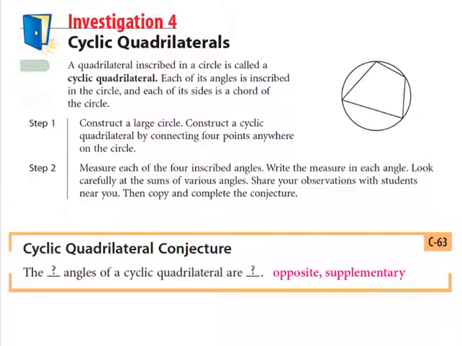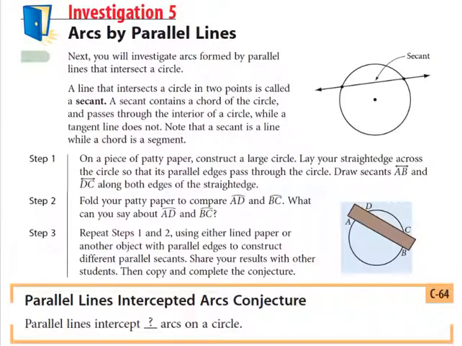And last but not least, your fifth one. Parallel lines intercept. What do you think goes in the blank? Congruent arcs on a circle. And that should make sense because if they're parallel, they stay the same distance apart. Therefore, your arcs are going to have to be congruent as well.